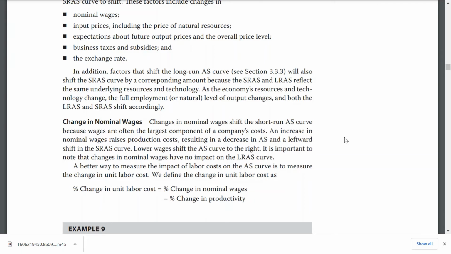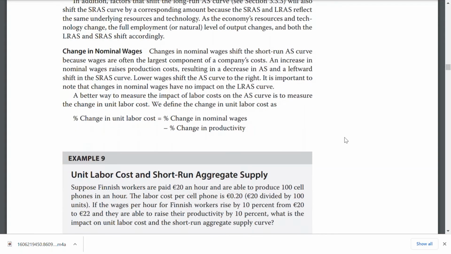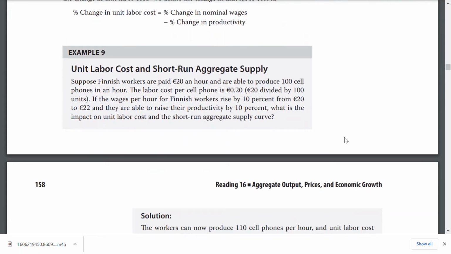A better way to measure the impact of labor costs on the aggregate supply curve is to measure the change in unit labor costs. We define the percentage change in unit labor costs as equal to the percentage change in nominal wages minus the percentage change in productivity. Okay. Changes in input prices.